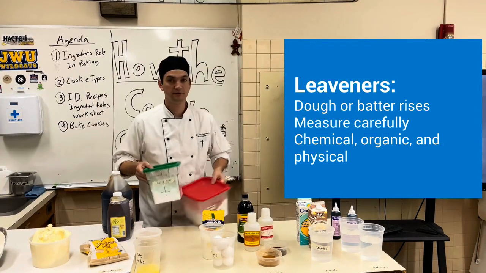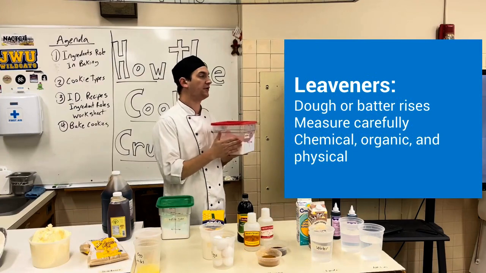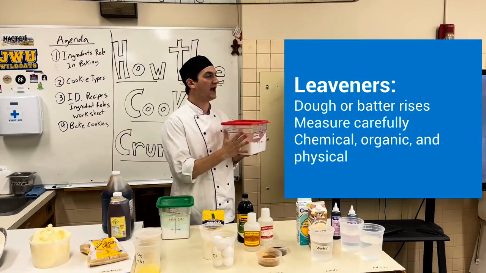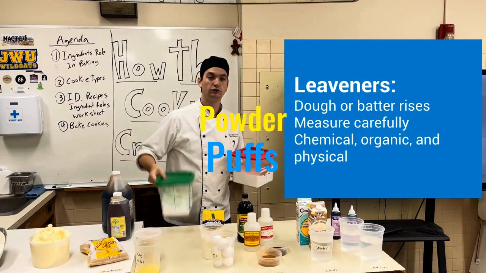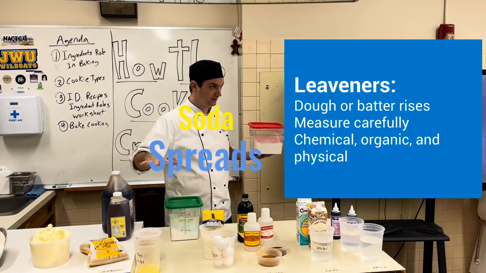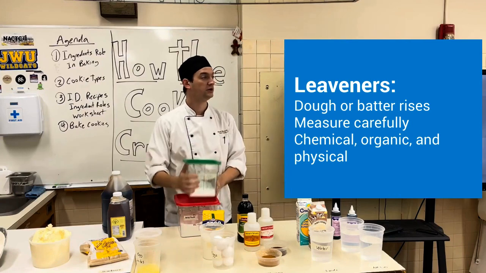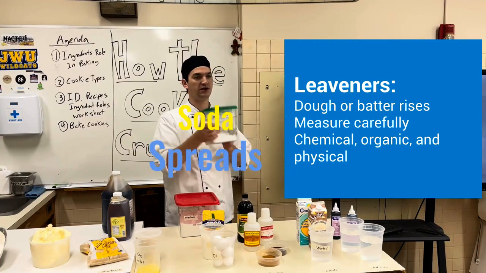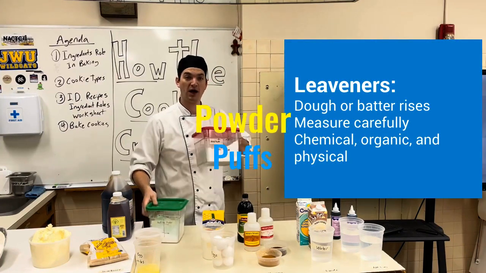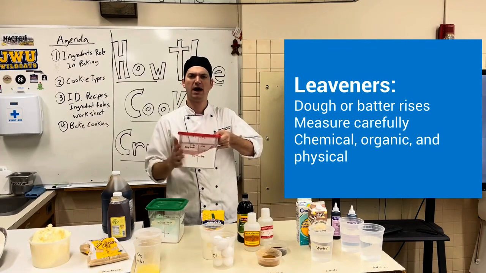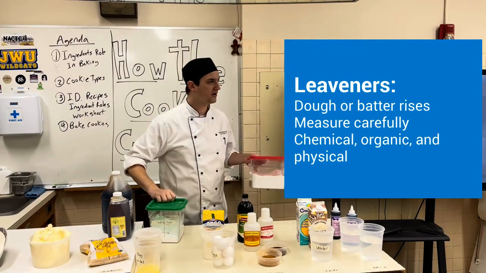Baking powder, right? I always try to keep them separate. We say powder puffs, soda spreads. So if we want to make a cookie, they spread, so we're going to use baking soda. Baking powder puffs, so if I want to make a cake, I use baking powder. That's how I always have people separate it.